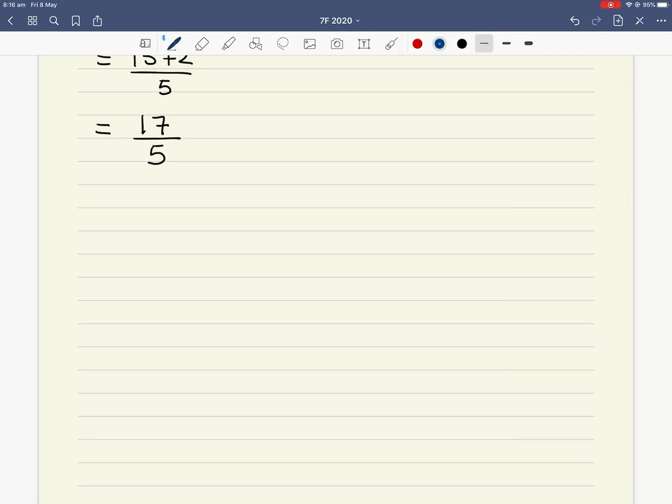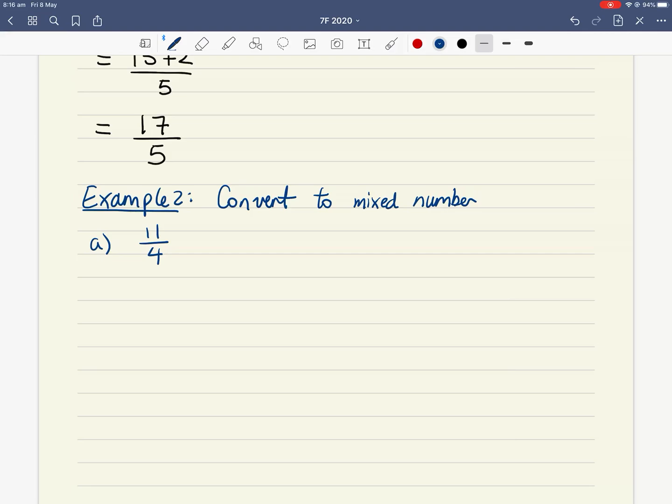Now, let's have a look at example 2 where we work backwards, converting from improper fractions to mixed numbers. So, example 2, convert to mixed number. Part A. Let's convert 11 quarters into a mixed number.